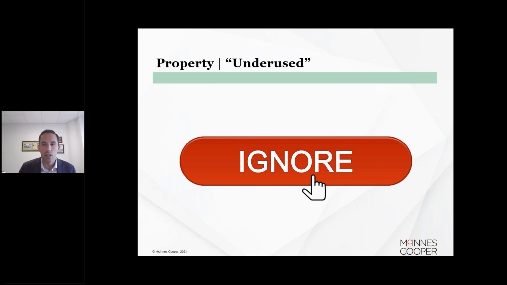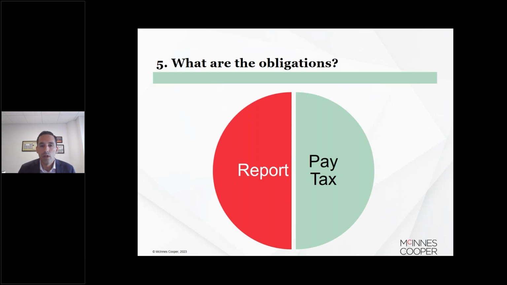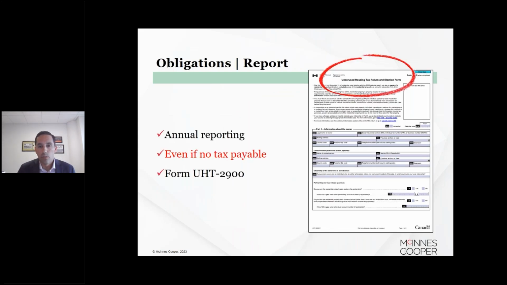So your obligations under the Act are twofold. You have to report by the deadline, and you have to pay the tax that would be owed under this Act if that applies. So your reporting obligations include filing a form, UHT 2900, it's called. It's quite extensive. It asks for a lot of information, and it's about 6 pages long. And you do have to file this every year that ownership of a residential property applies to this Act.